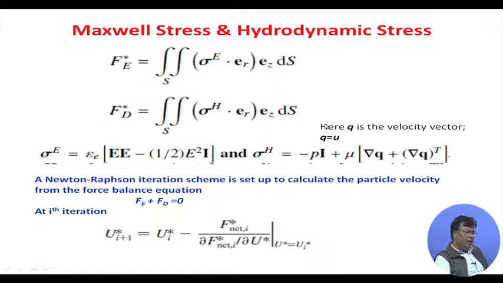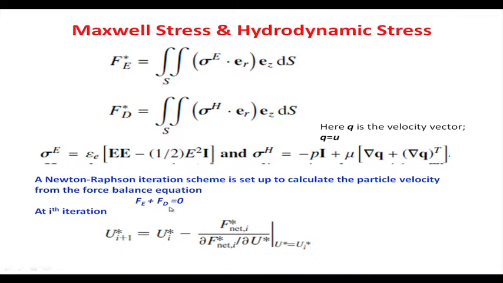So, once we have the electric field, velocity and pressure, one can theoretically obtain the electric force and the drag. For a stationary situation where the particle is translating under the action of the electric field, we will have F e plus F d equal to 0. So, F e plus F d should be balanced.